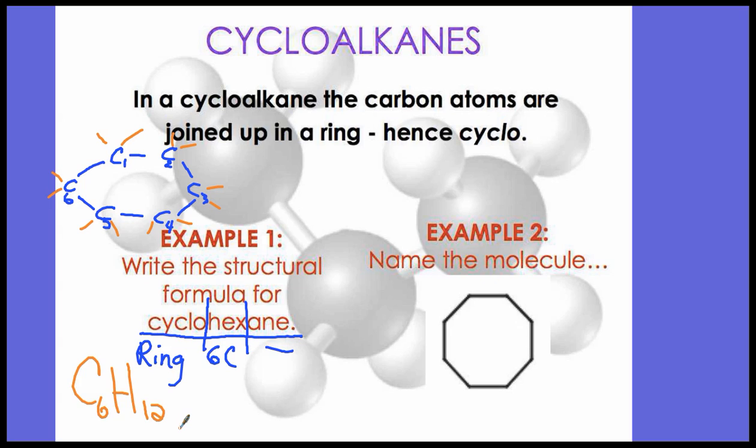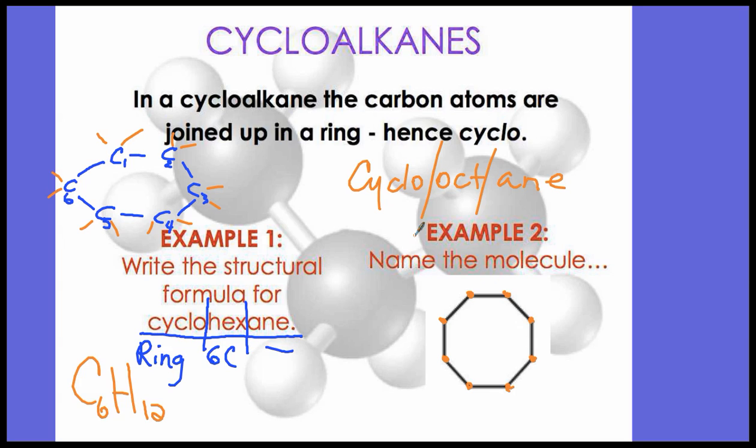Example 2. Given a picture, give me the name. Now, the pictures can have as little as this much information. When they're drawn with just lines, at every juncture of a line, we assume there is a carbon. So I have 1, 2, 3, 4, 5, 6, 7, 8. Cyclooctane. Good.